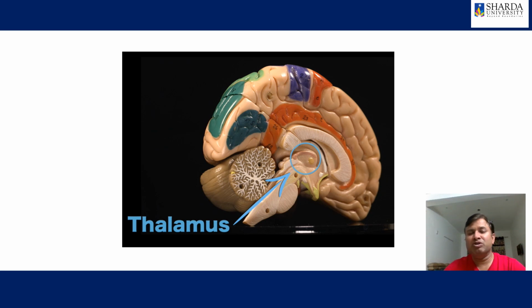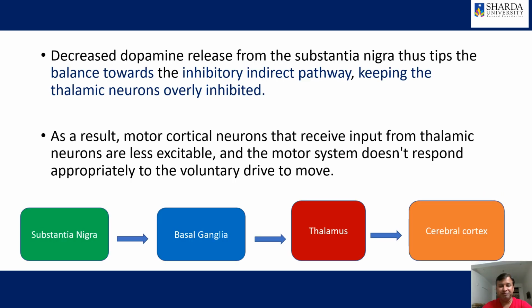So this is the location of the thalamus in the brain, and the thalamus is called a relay center because it carries the information from the upper brain region to the lower brain region and from the lower brain region to the upper brain region. Now in the diagram we can see that the substantia nigra, which is part of the midbrain, sends the signal to the basal ganglia, and from the basal ganglia the signal comes into the thalamus and through the thalamus to the cerebral cortex.